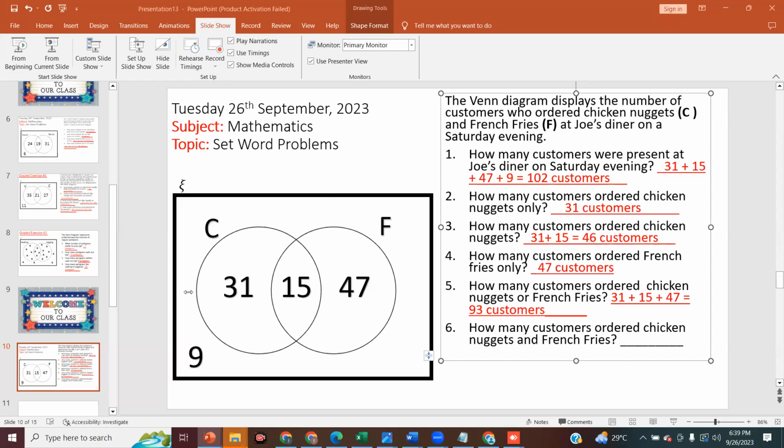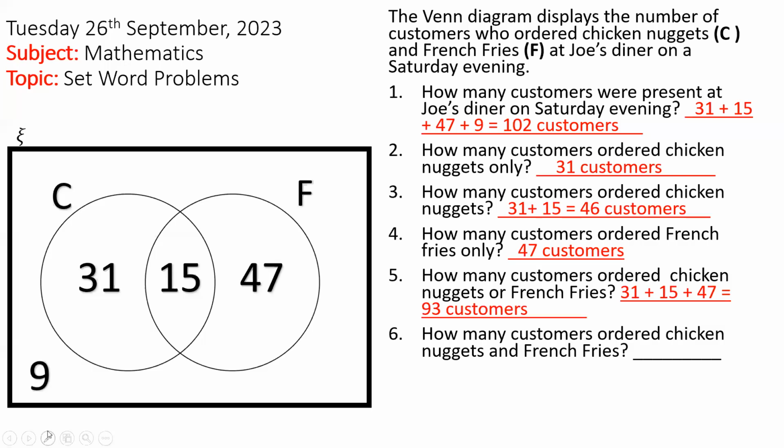So everyone is saying 15. Can I get someone to explain to me why you say 15? I can explain. Go ahead, Jeremy. It says how many customers ordered chicken nuggets and French fries, right? So it was 15 because you know that it is nuggets and fries. So I thought that was 15. Very good. So it's chicken nuggets and French fries.